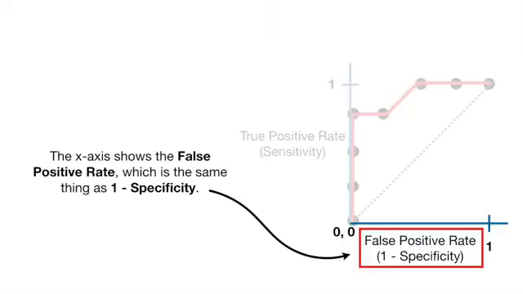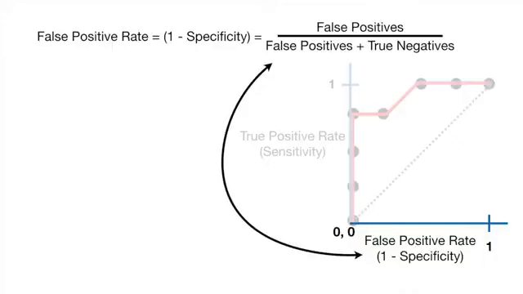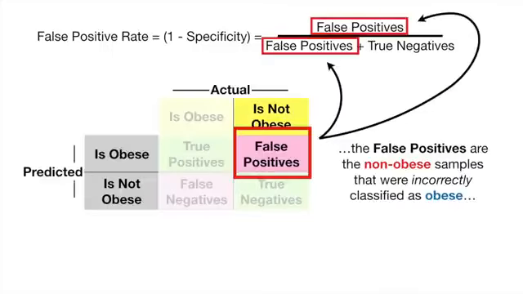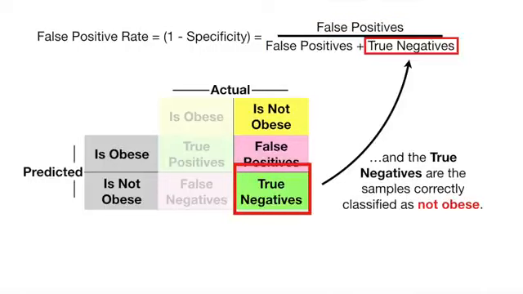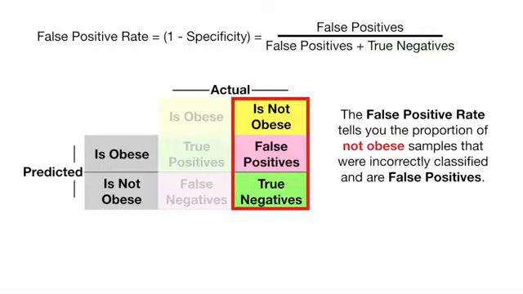The x-axis shows the false positive rate, which is the same thing as 1 minus specificity. The false positive rate is the false positives divided by the sum of the false positives and true negatives. The false positives are the non-obese samples that were incorrectly classified as obese, and the true negatives are the samples correctly classified as not obese. The false positive rate tells you the proportion of not obese samples that were incorrectly classified and are false positives.